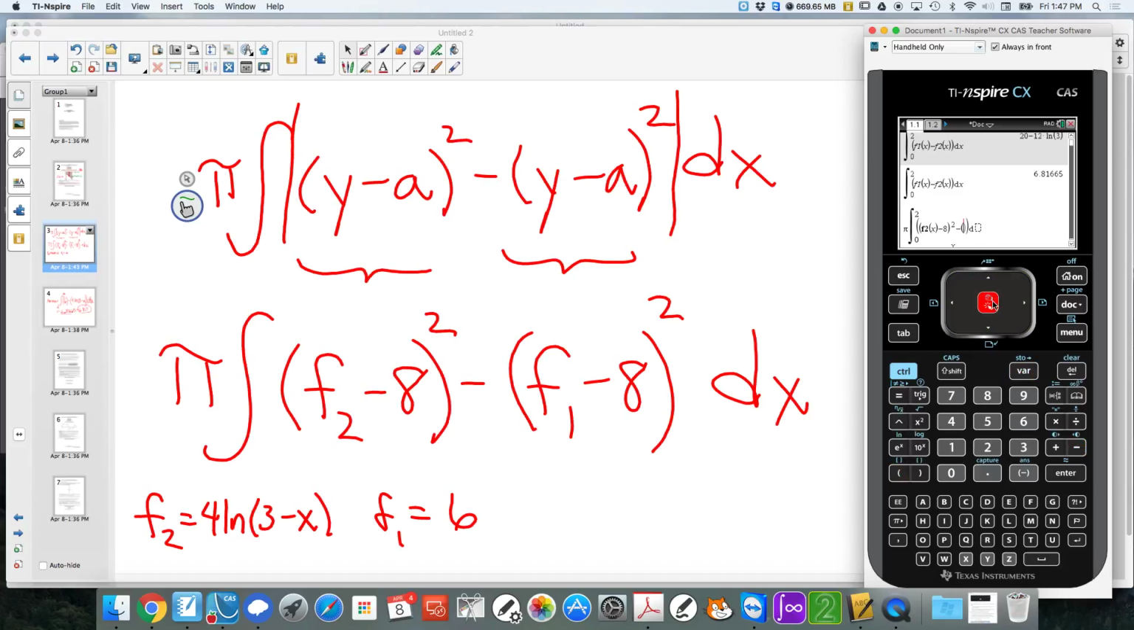f1 of x minus 8, squared, dx. And enter. That'd be a crazy answer. That's 168.18.